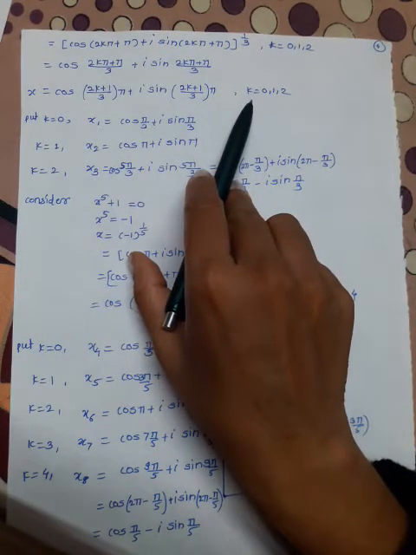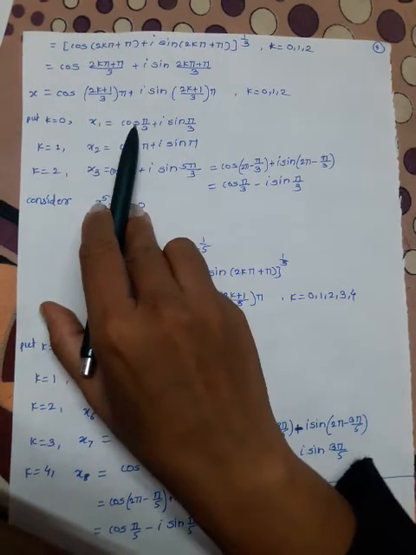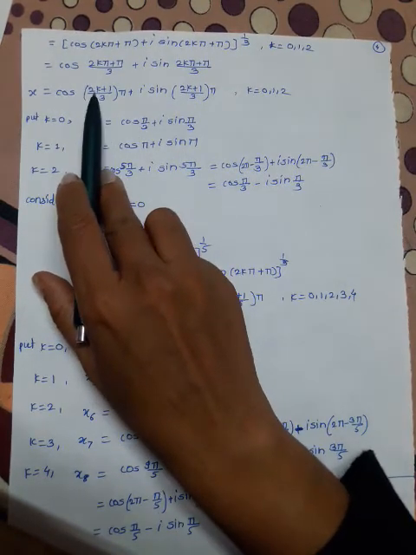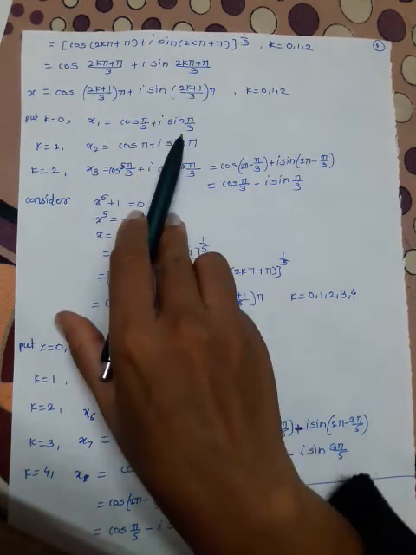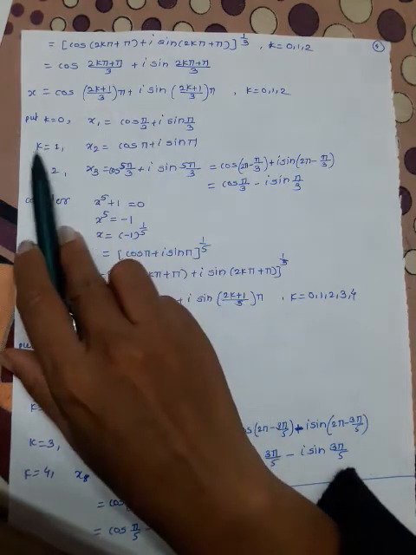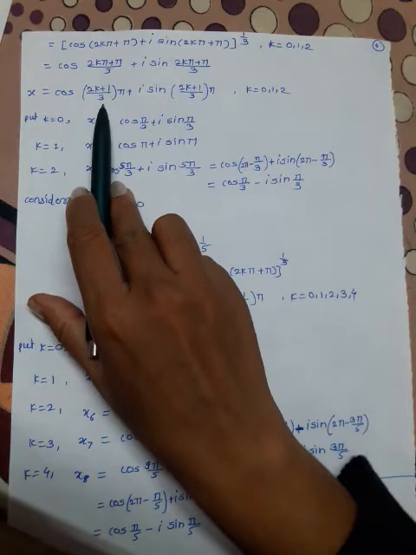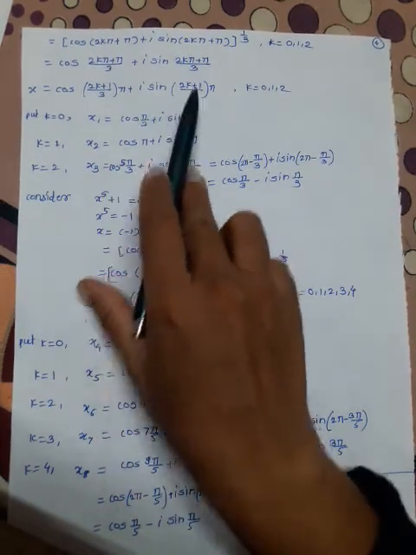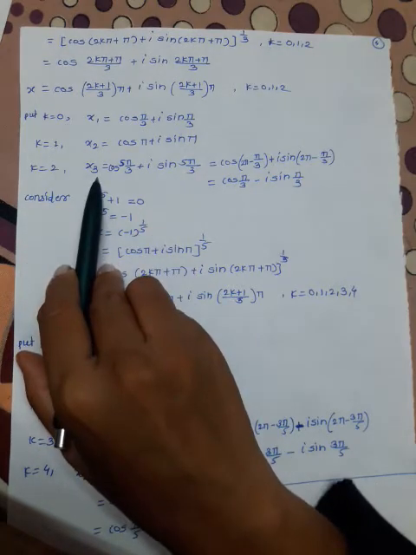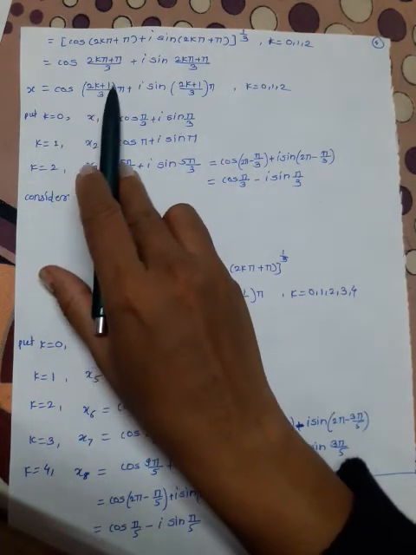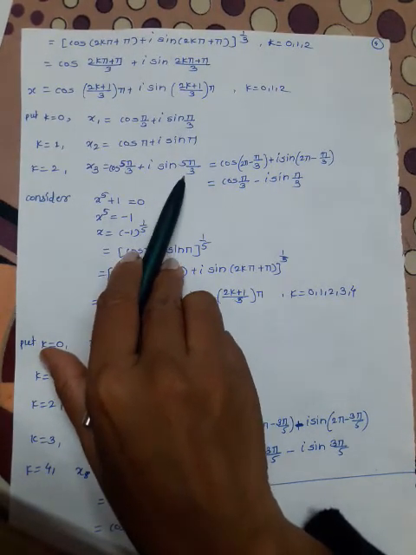Now go on putting values of k as 0. We get cos of 1 upon 3, that is pi upon 3, plus i sine pi upon 3, same angle. That is the first root. Put k is equal to 1, we get 2 plus 1, 3 by 3 gets cancelled, cos pi plus i sine pi. Put k is equal to 2, we get the third root, cos of 2 into 2 plus 1, 5 by 3, 5 pi by 3 plus i sine 5 pi by 3.